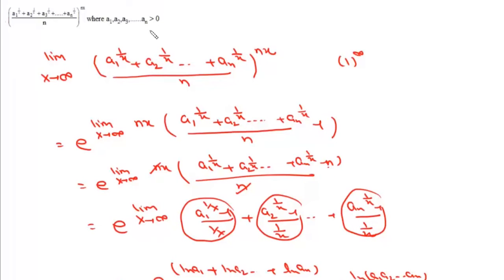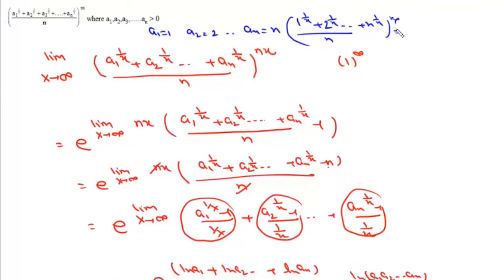And if we take a1 is 1, a2 is 2, an is n, then it will be 1 to the power 1/x, 2 to the power 1/x, n to the power 1/x upon n to the power nx. Now it will be equal to a1 into a2 into a3 up to an. So it will be 1 into 2 into 3 up to n. In that case, the answer to this limit will be factorial n.